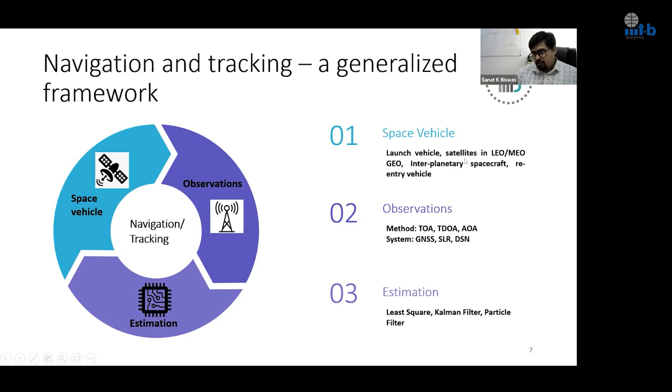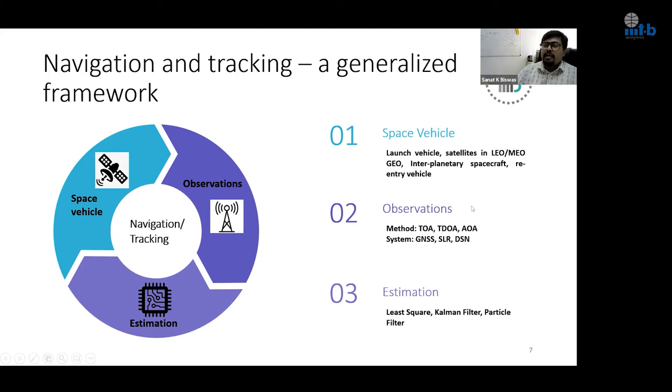Those we consider as space vehicles, and the observations are time of arrival. When we do navigation or tracking, we generally use radio signals and find the time of arrival and time difference of arrival. Then we compare two signal sources, looking at the difference between when these two signals arrive. Then there is angle of arrival, from where the signal is coming, the angle with respect to some sort of reference. These are the methods.